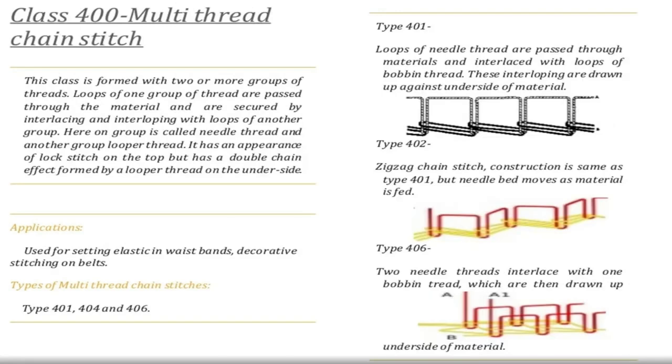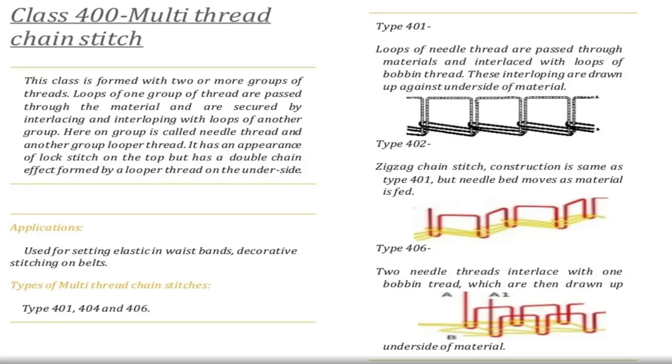Class 400, multi-thread chain stitch. This class is formed with two or more groups of threads. Loops of one group of thread are passed through the material and are secured by interlacing and interlooping with loops of another group. Here one group is called needle thread and the other group looper thread. It has an appearance of lock stitch on the top, but has a double chain effect formed by a looper thread on the underside. Applications: used for setting elastic in waistbands, decorative stitching on belts.